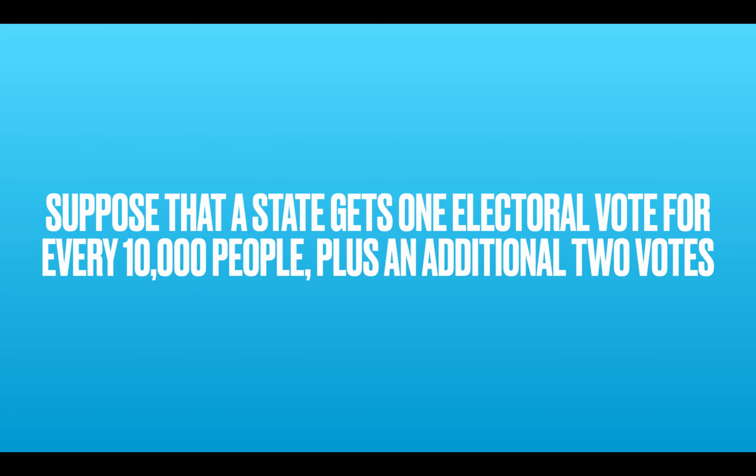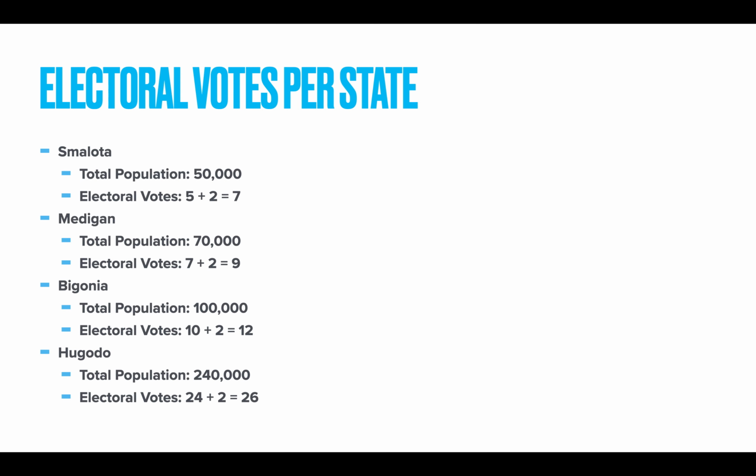Now, let's suppose that a state gets one electoral vote for every 10,000 people, like before, but now we'll add an additional 2 votes. So here are the new totals for each state. Smiloto originally had 5, you add 2, you get 7. Madigan originally had 7, add 2, you get 9. Begonia originally had 10, add 2, you get 12. Hugoto originally had 24, you add 2, and they now have 26.